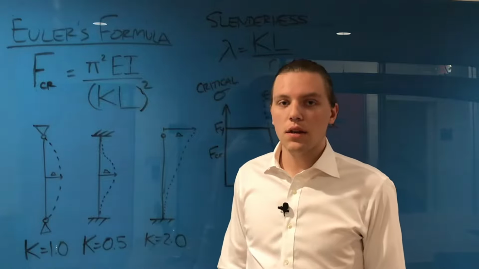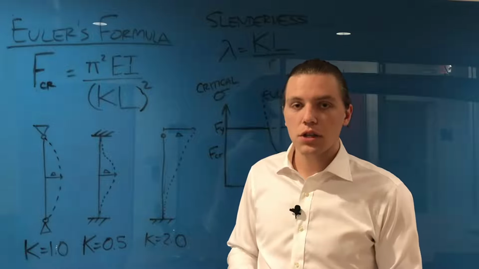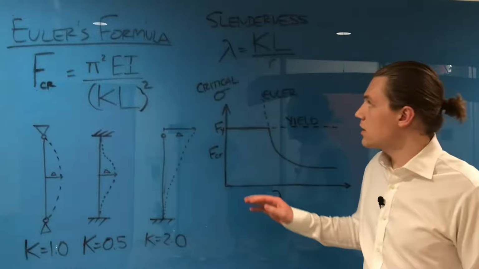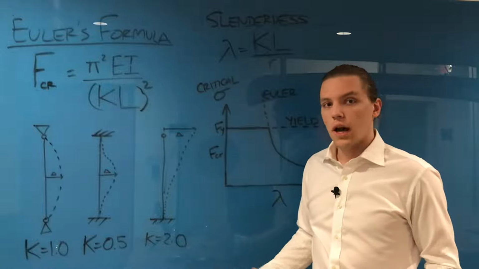So what does that mean in relation to yielding, or actual compression yielding? Well, we can move over here. The first thing we want to talk about is the slenderness ratio. The slenderness ratio basically describes how slender a member is.